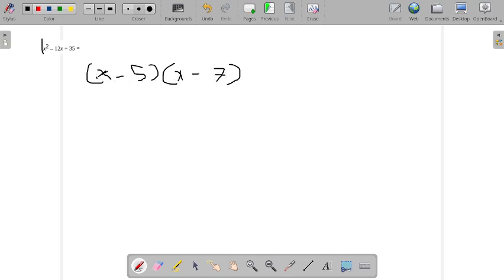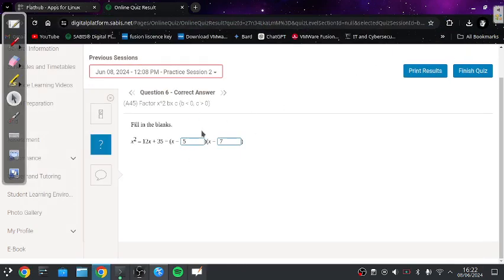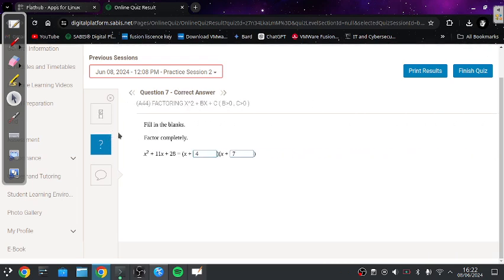We'll try this. Negative 7x, sorry. Negative 5x. This gives negative 12x, which is what we need. So this is what they want. Now, I think x minus 7 and x minus 5 would work. Not sure, I think both are accepted. Not sure though.